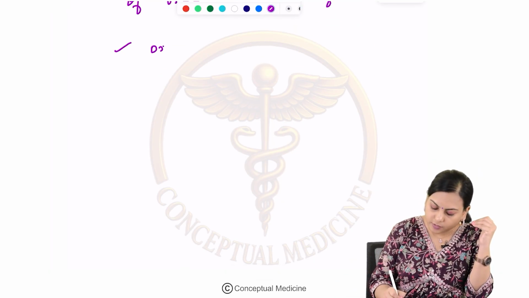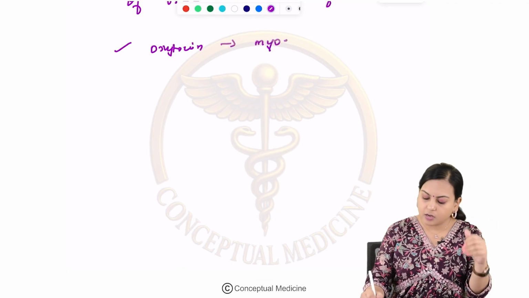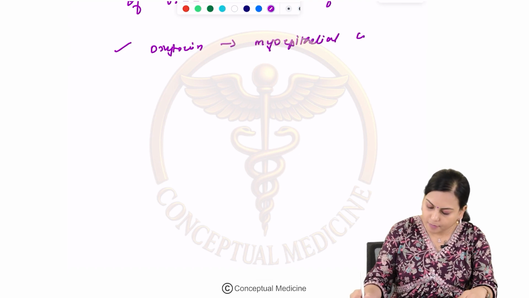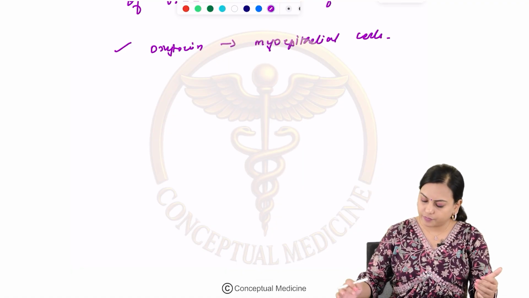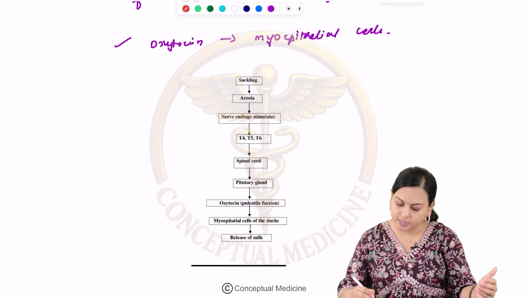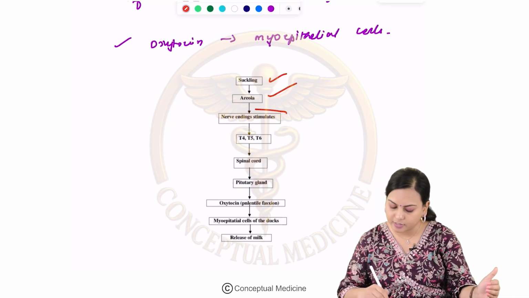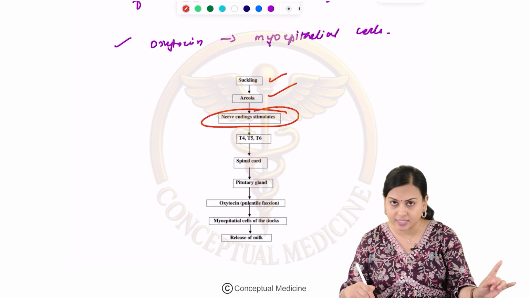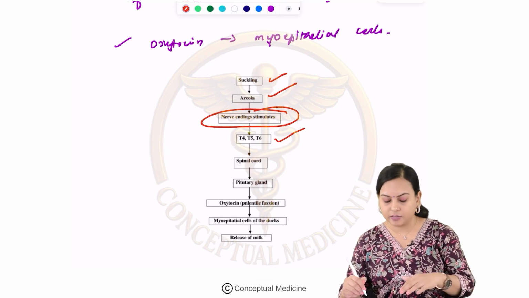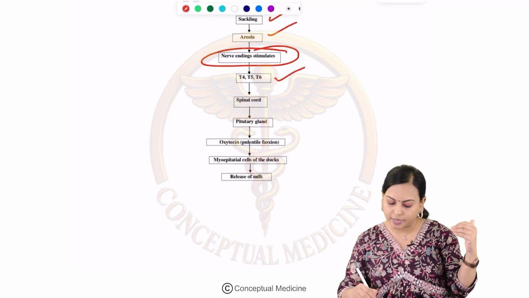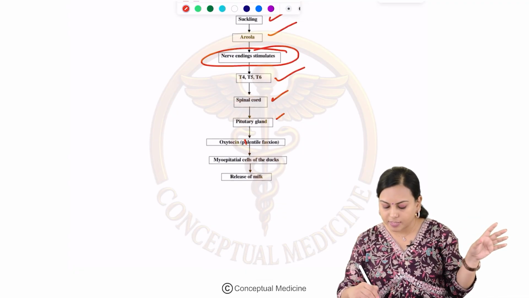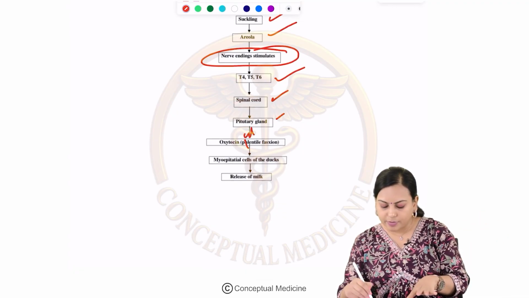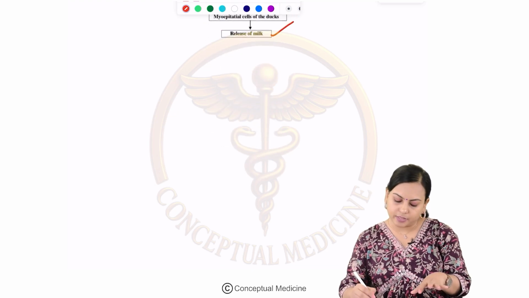Oxytocin contracts the myoepithelial cells of the ducts of the breast. Clear? That helps in bringing the milk out. These are the steps. First, there is suckling of the areola. By that, there is nerve ending stimulation, especially the T4, T5 and T6 nerves supplying the breast. The stimulated nerve signal travels through the spinal cord and reaches the pituitary gland, where oxytocin is stored and released in a pulsatile fashion. The myoepithelial cells of the ducts contract and there is release of the milk.